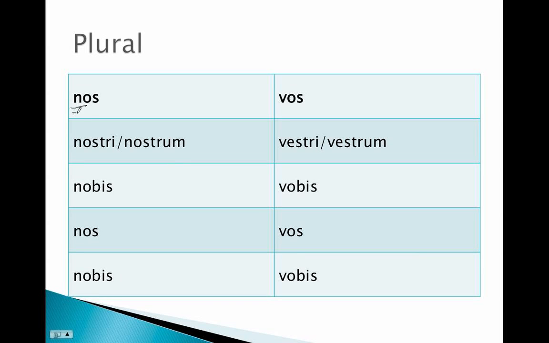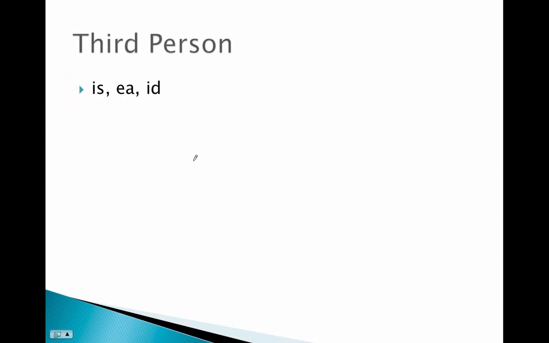And in the plural, the pattern is even stronger. We're either going to have an N or a V. And if you've learned other Romance languages, this pattern shouldn't be a surprise to you. So nos, vos, nostri, nostrum, vestri, vestrum. Watch that this is an E and not an O. Nobis, vobis, nos, vos, nobis, vobis. So the plural has a nice pattern for you to watch. And the N or the V is what will determine whether it's first person or second person.